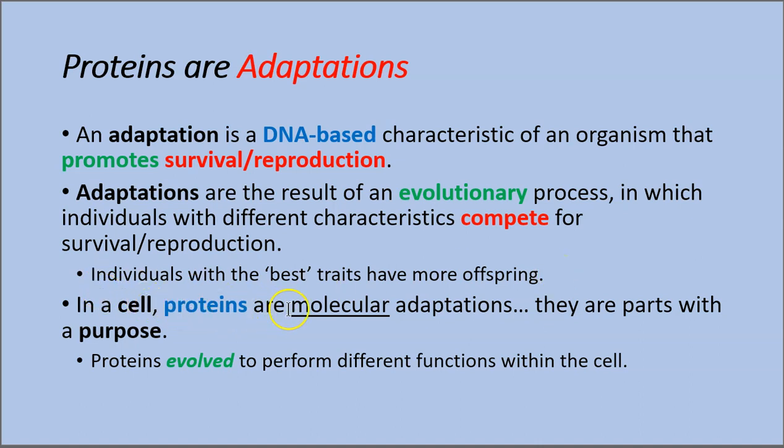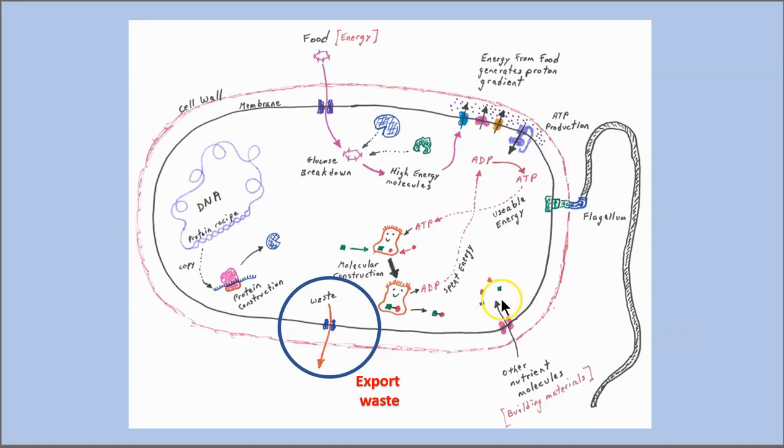In a cell, proteins are molecular adaptations. They are parts with a purpose. Proteins evolved to perform different functions within the cell. So when we look at our cartoon cell here, all of these proteins are going to have different functions because of an evolutionary process. Just as the long neck of the giraffe has a purpose, right? We would say that's an adaptation to feed from the leaves high up. Well, these proteins are adaptations as well. They had an evolutionary history. They acquired their purpose through this evolutionary process.